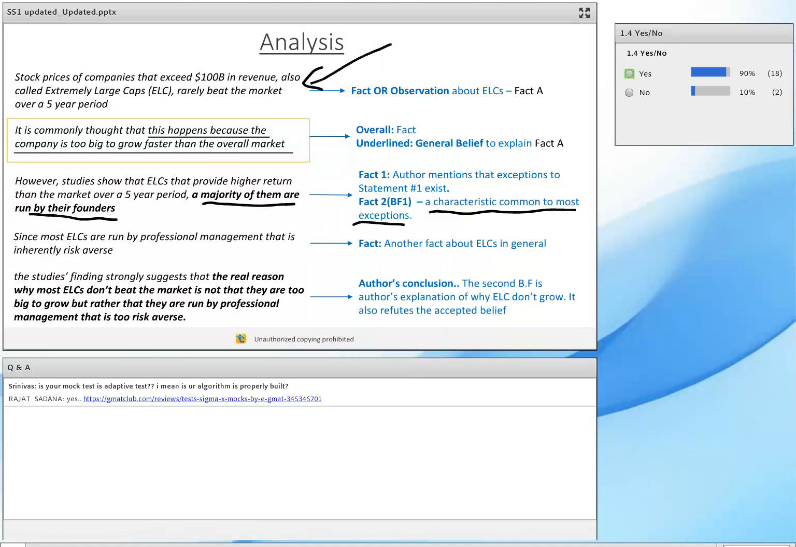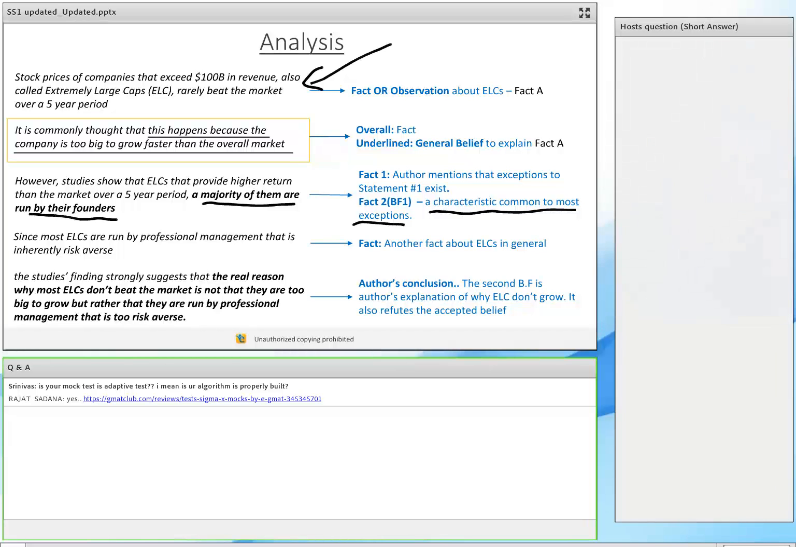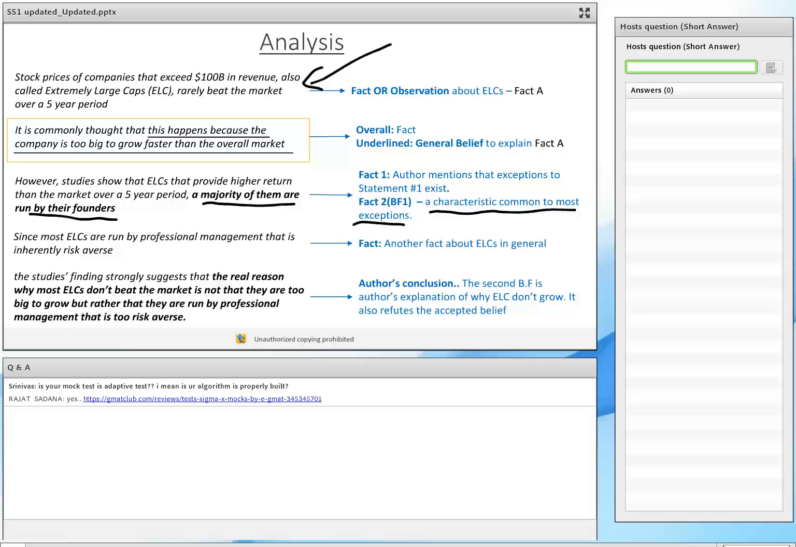So what is this? This is the conclusion that the author wants you to believe. According to him, ELCs can grow faster than the market. The reason why they don't grow as fast is because they're run by professional management, and that professional management is risk averse. It's too risk averse. And if you think about it, if you go a level deeper, this also goes against this accepted belief over here. Is that clear to you?